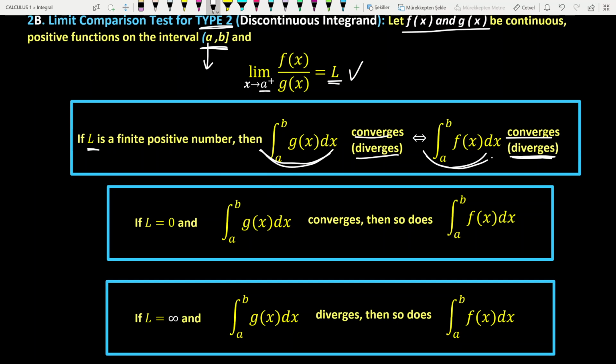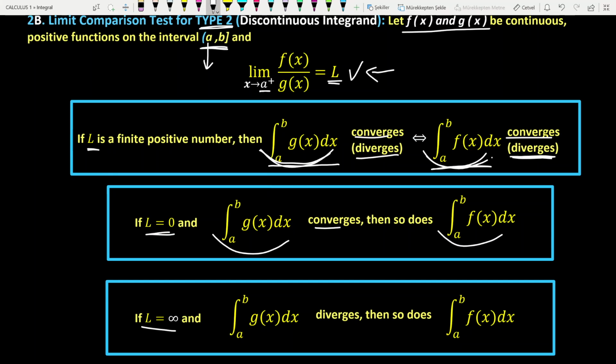If the answer of this limit is a finite positive number, the convergence of these two integrals is the same. They have the same convergence type. They both diverge or they both converge. If the answer of this limit is equal to 0, and if the improper integral of g converges, then the improper integral of f must converge. This is the second case.